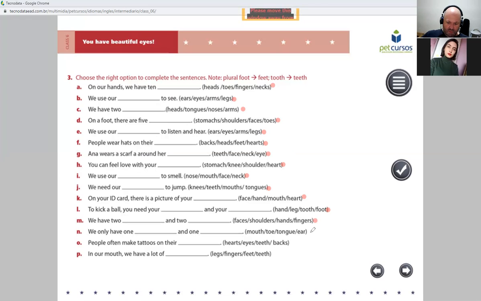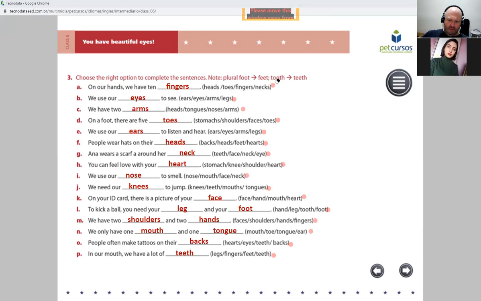We only had 1 mouth and 1 tongue. Okay. People often make tattoos on their back. Okay. In our mouth, we have a lot of teeth, yes. I think you got it all correct. Yeah, perfect.